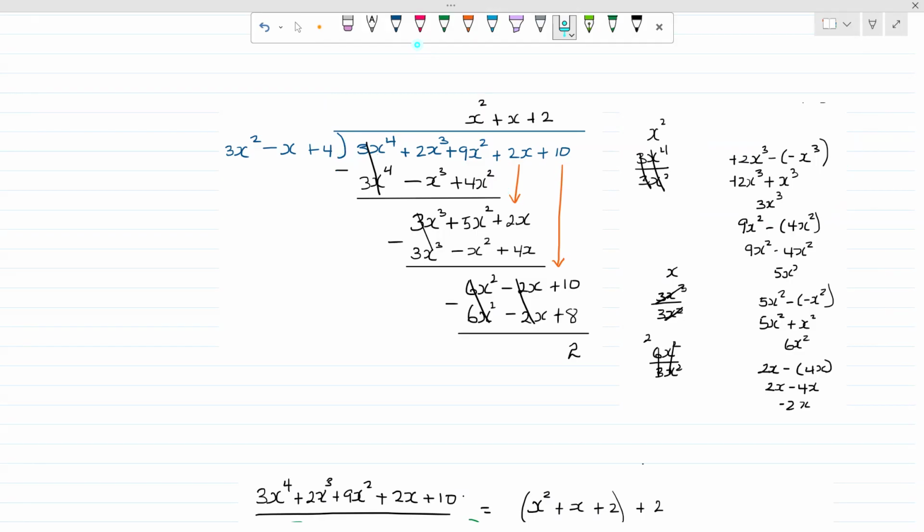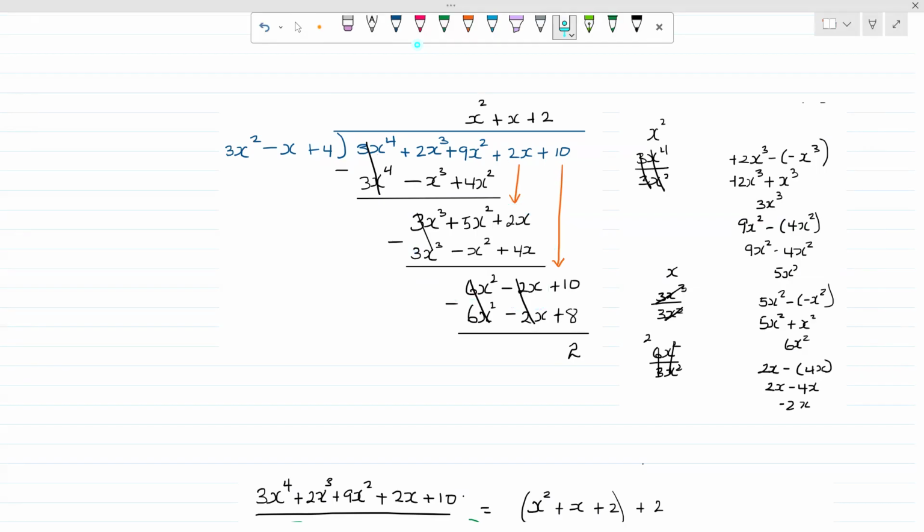So 3x cubed minus 3x cubed is going to give me 0. 5x squared minus x squared, that's right here. That's going to give me 6x squared. I'm writing that here. And 2x minus 4x, I am going to get a minus where a positive is a negative. And 2x minus 4x will give me negative 2x. So this is what I'm getting from this here. And I'm bringing down my 10 with that orange arrow.